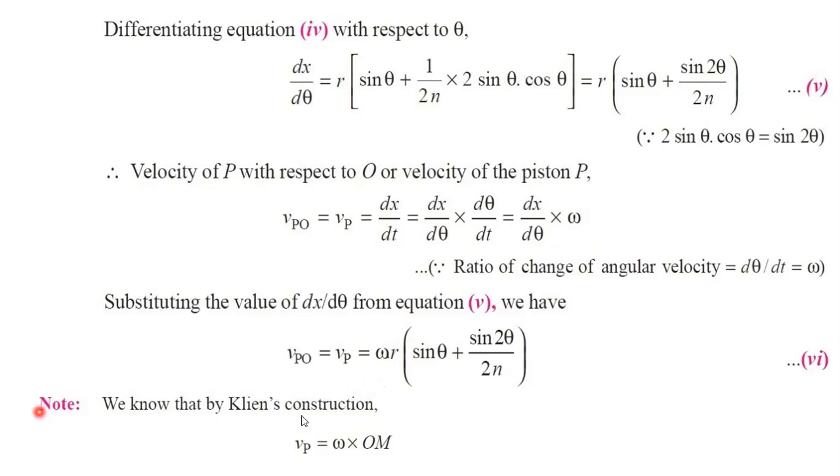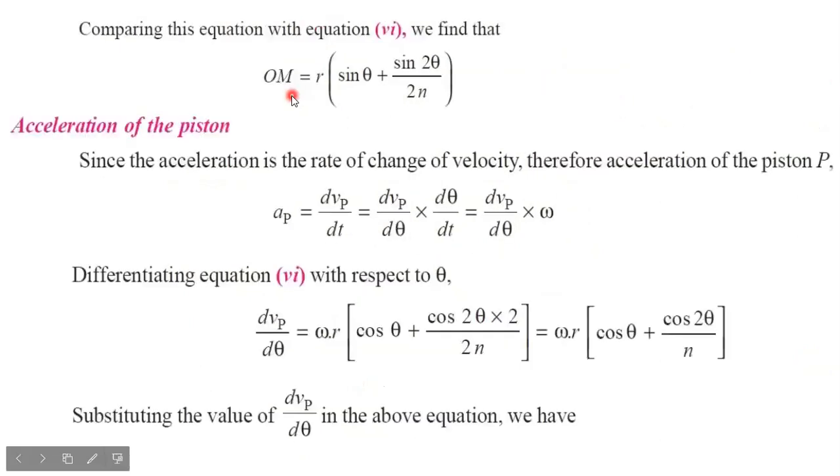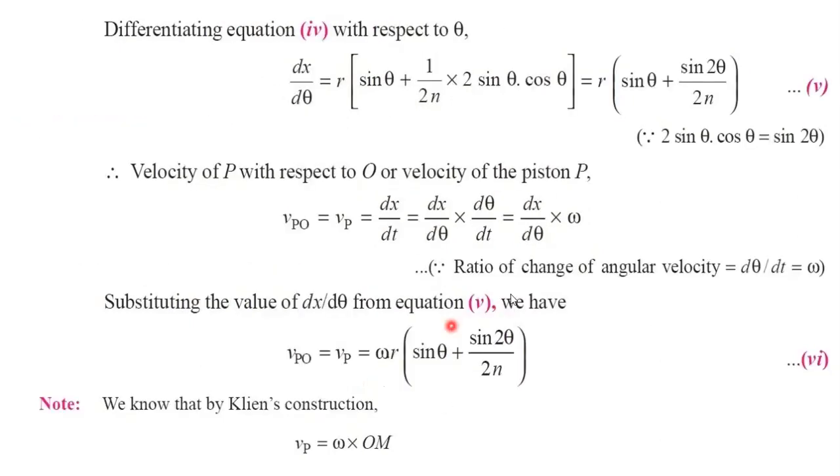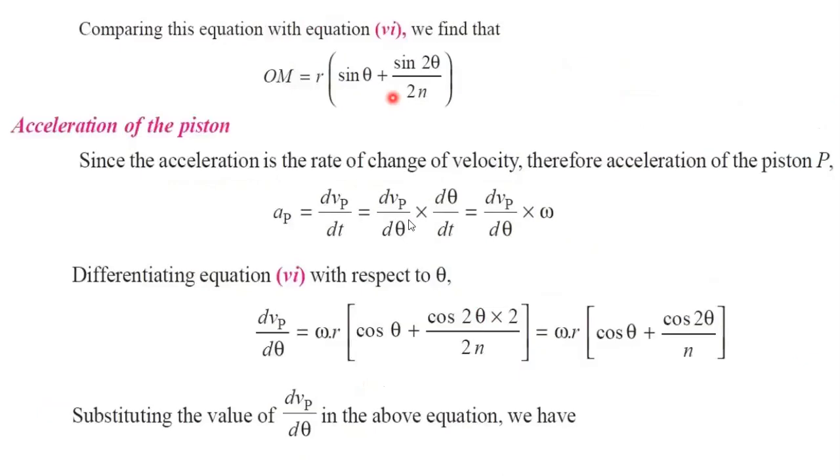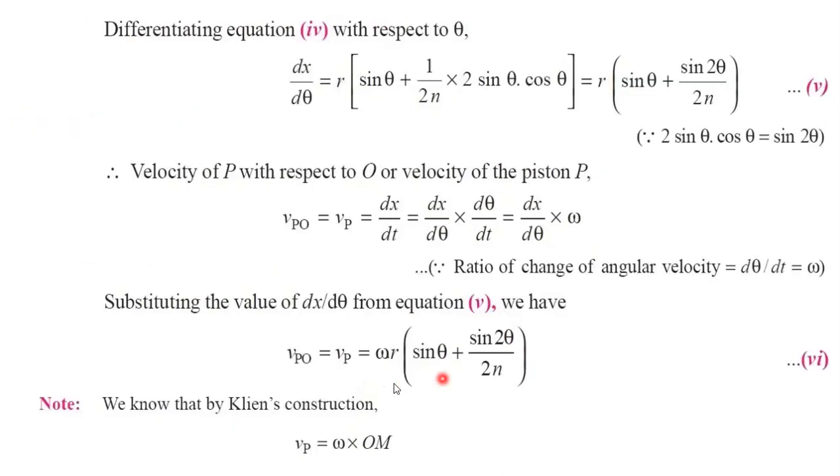From Klein's construction, we know whatever term is next to the omega can be written as OM from Klein's construction. So VP is equal to omega into OM. So for OM, write the entire term whatever is next to the omega. So next we have determined the value of the velocity of the piston.